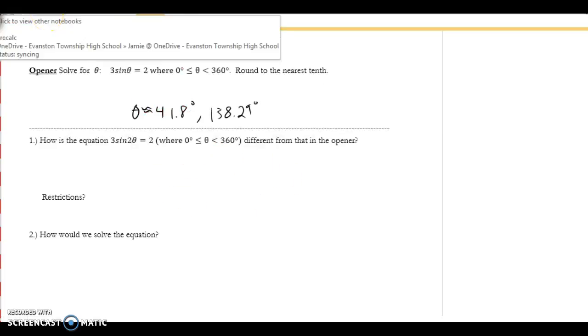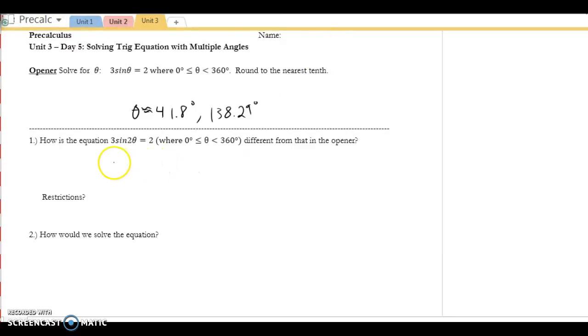The next question asks us to simply look at the difference between the original and this one. So if you look at this equation and the opener, the only noticeable difference is what comes after sine. This is sine of theta. This is sine of 2 theta. If you wanted to write this another way, you could also write this in parentheses. Both of these are included in what sine is taking. Sine is taking this angle, 2 theta, and getting out an answer.